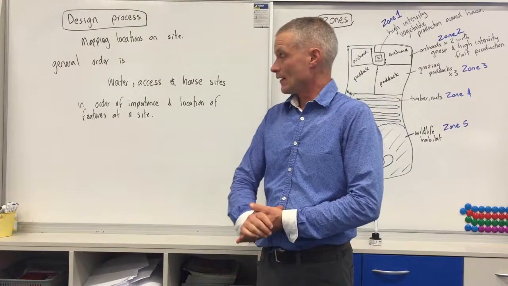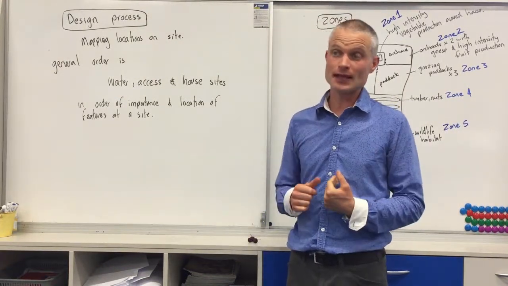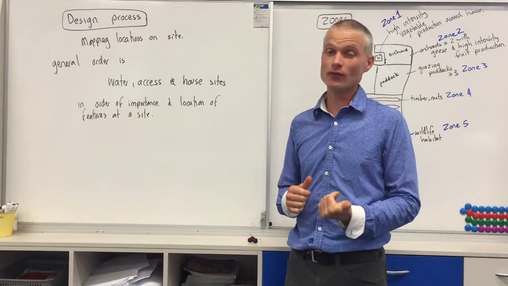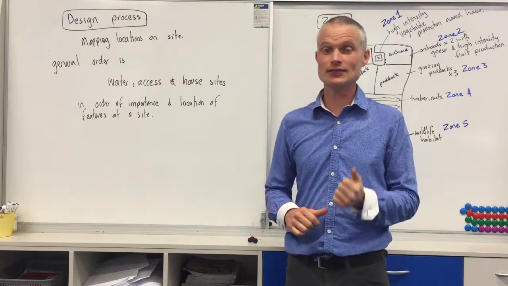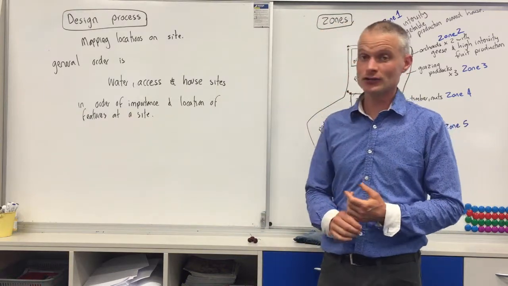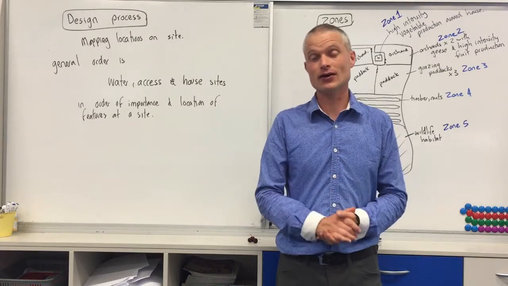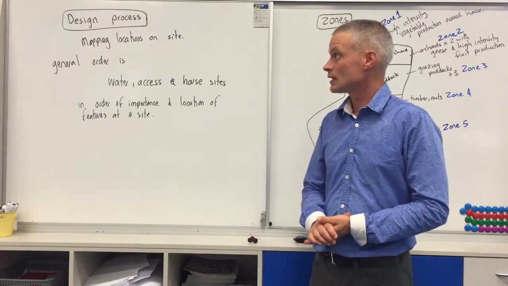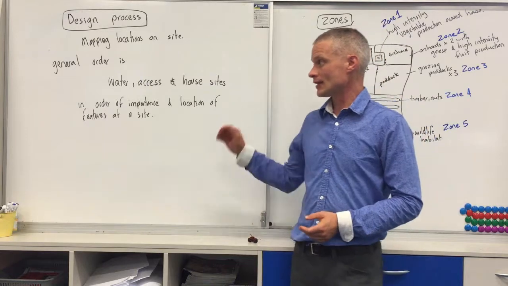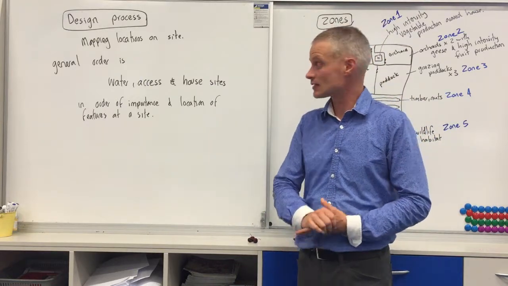So once you have started getting all the information from your site, say you've met with a client, you've visited the site, you've done your research, you then want to start thinking about how you're going to approach the design of the site and how you're going to start locating features on that particular site. So generally the order of priority is said to be water, access, and then housing sites.